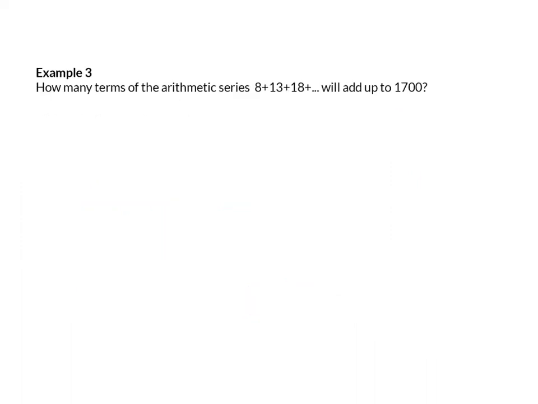Example 3. How many terms of the arithmetic series will add up to 1,700? Now, because they say it's an arithmetic series, we already know that we are going to work with a formula with a d in. And we can see here that the constant difference is 5. Then they say that it will add up to 1,700, so that will be our sum. So we know that a is 8, d is 5, and the sum is 1,700.